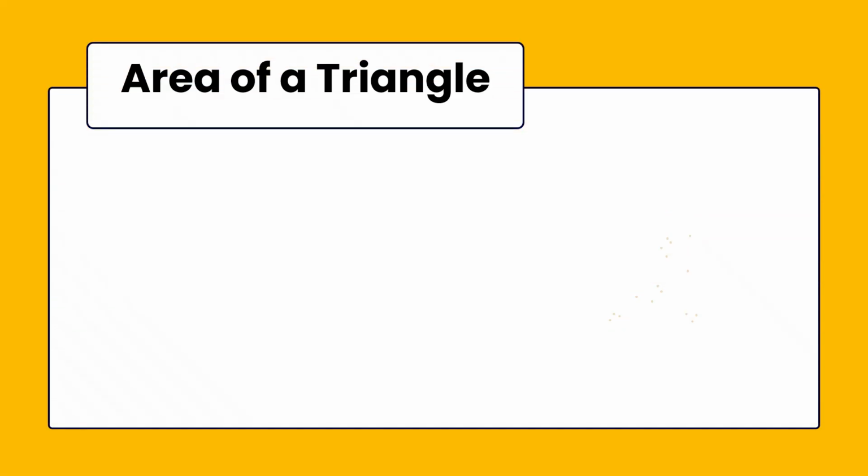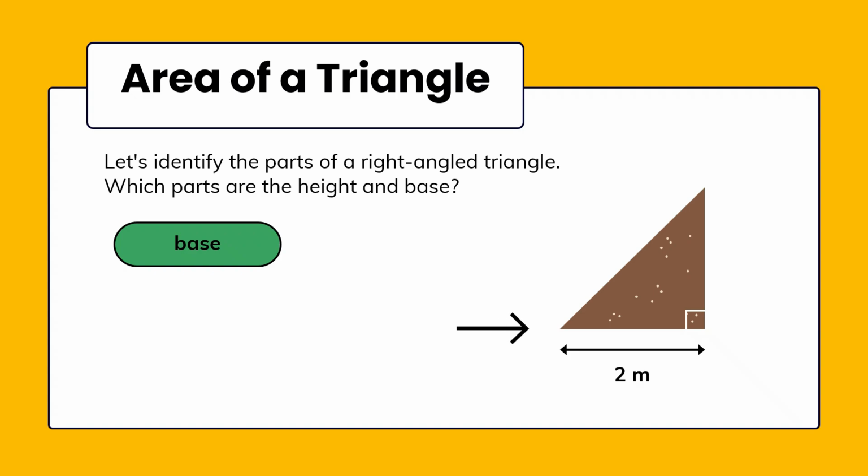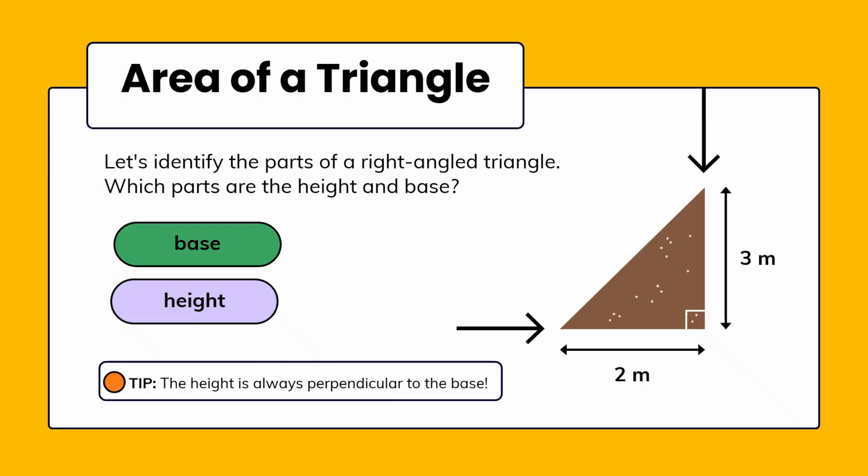Before finding the area of a triangle, we need to identify its important parts. Let's take a closer look at the base and the height of the triangle. The base of a triangle is any side chosen to be the bottom of the shape. The height is the perpendicular distance from the base to the opposite vertex. The height must meet the base at a right angle, even if it lies outside the triangle. Identifying the correct base and height is important because they are used to find the area of a triangle.